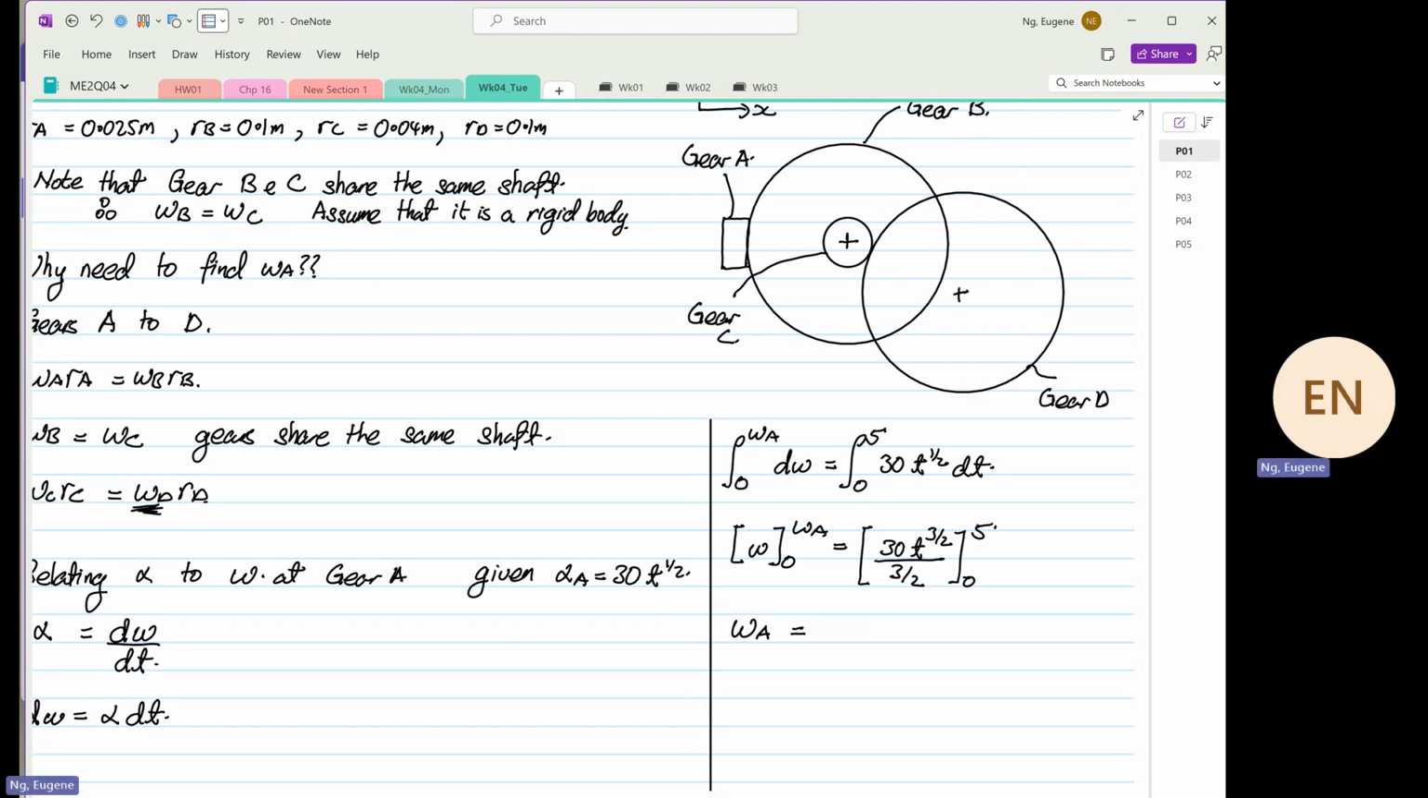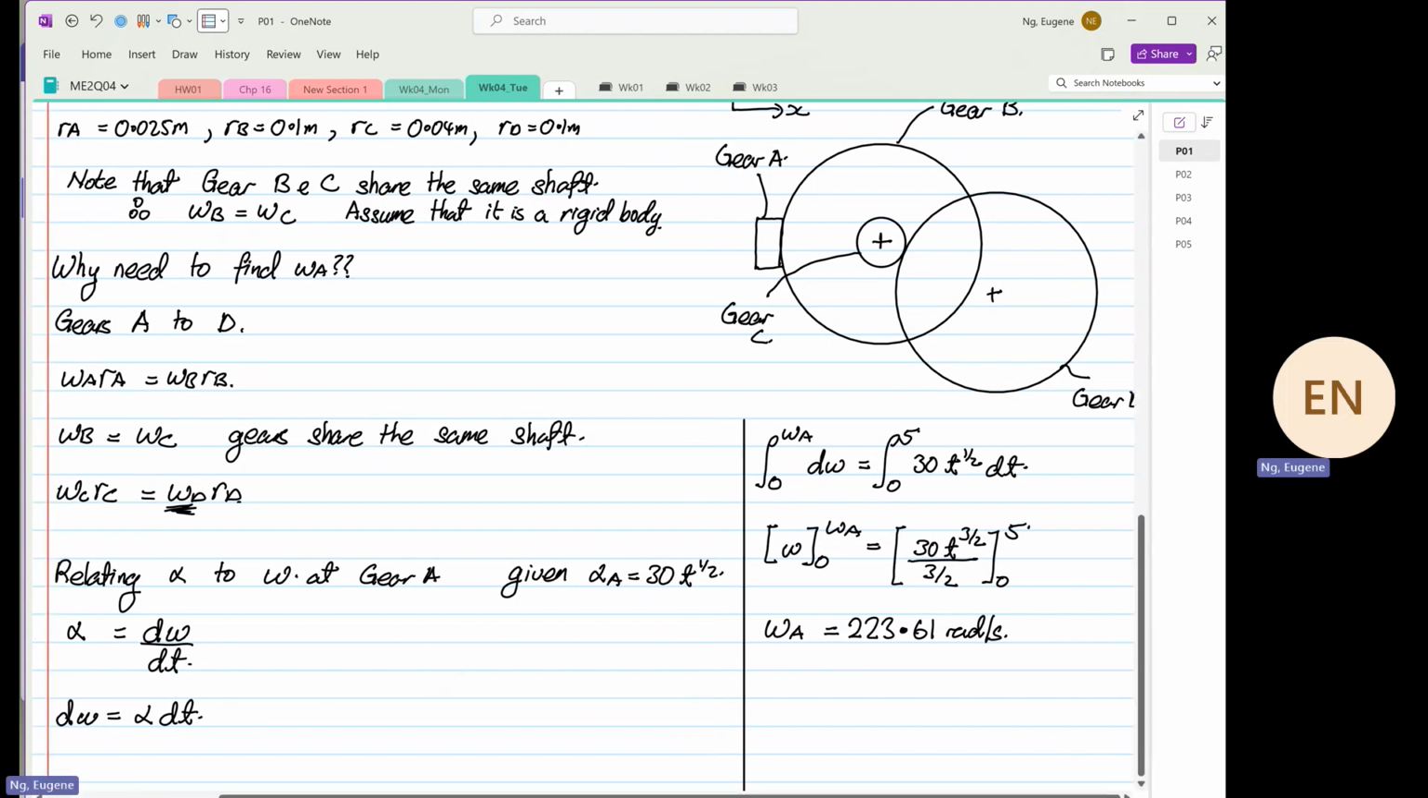Is it 1250? Let me see. 5 to the power of 3 over 2 divided by 3 over 2, times 30. That gives 223.61 radians per second.